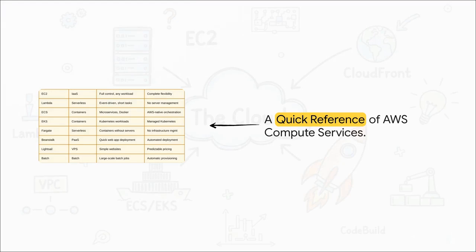I highly recommend taking a mental screenshot of this matrix. It perfectly breaks down when to use which service based on the management you want. EC2 gives you raw infrastructure as a service with total control. Lambda is pure serverless for short tasks. Fargate handles your serverless containers, and Beanstalk is your platform as a service for automated app deployment. Keeping this map in your head will save you so much time.